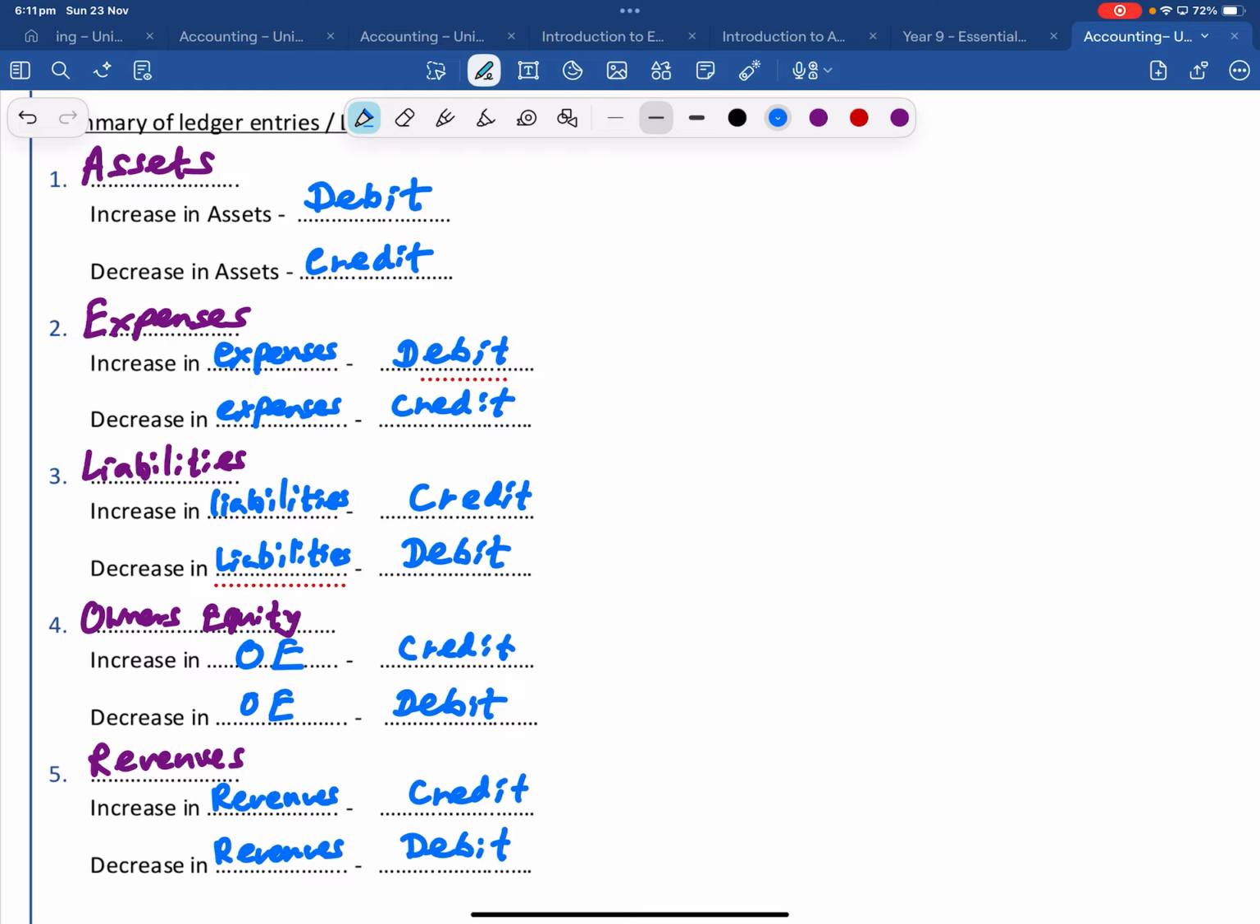What else? Nothing? Yes, Anya, what do you think? Would you say revenues and expenses are similar to owner's equity? You sure? No. In terms of the rule, no. The other one is, guys, if the increase is in debit, the opposite, the decrease, is in credit. On the other hand, if the increase is credit, the opposite is debit. So those are the kind of logics.